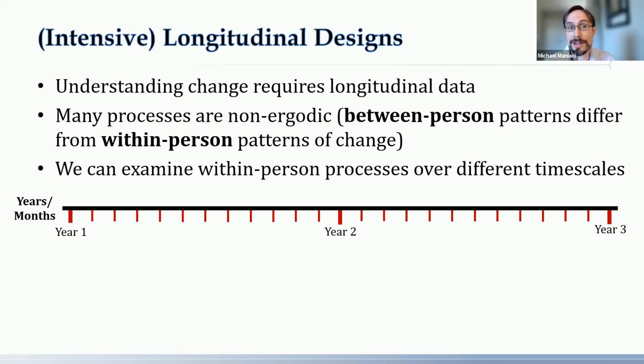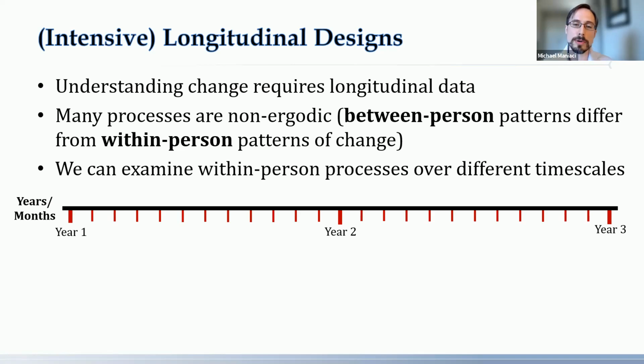And there are a lot of reasons for this. One is that a lot of processes that we're interested in the behavioral sciences are non-ergodic, meaning that the patterns that we can observe at the between-person level, when we're comparing across different groups of participants, maybe with something measured cross-sectionally, can differ from the patterns of change that we observe at the within-person level. Sometimes those patterns look similar, but often they don't, and they might represent different aspects of that process.